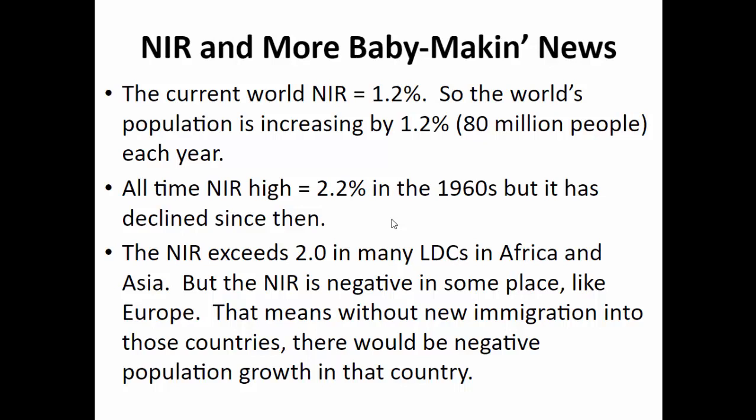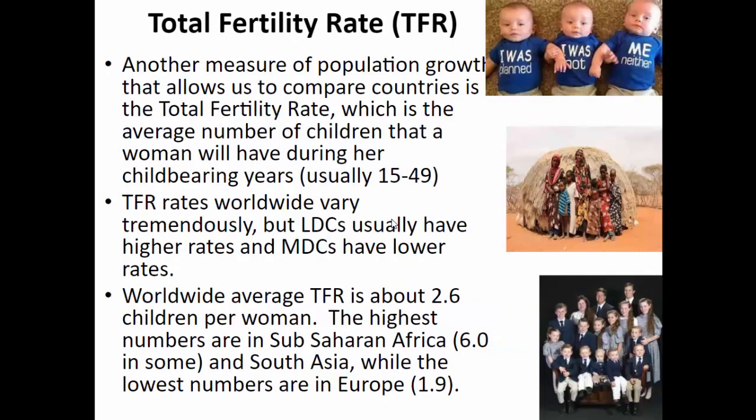But it's actually negative in some places, especially Europe. That means those places that have a negative NIR, without new immigration into the country, there would be negative population growth there. So the only thing helping those countries to grow is immigration coming in. The United States is very similar. We're not yet negative growth, but we're close. And so immigration is pretty much the major reason why our population goes up every single year.